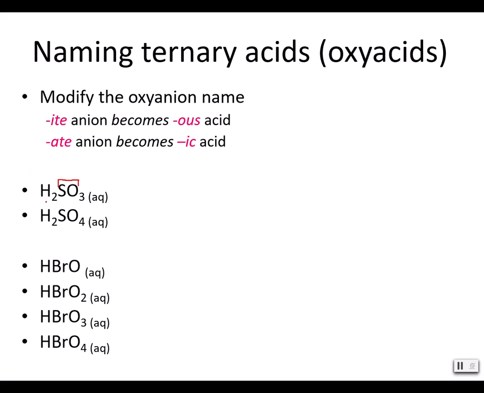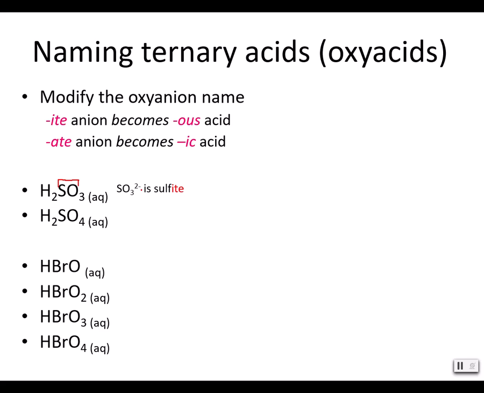What does all that mean? Let's say I give you H2SO3 aqueous and ask you to name it. Recognize it's a ternary or oxyacid. You'd look next to the hydrogen and you would see it is attached to a polyatomic anion, SO3 negative 2. The name of that polyatomic ion from the chart of polyatomic ions you had to memorize, hopefully you have by now, but that is sulfite.